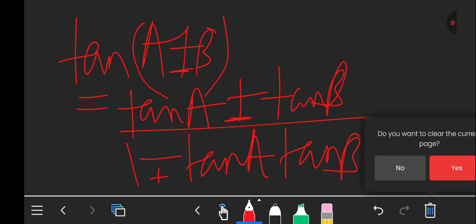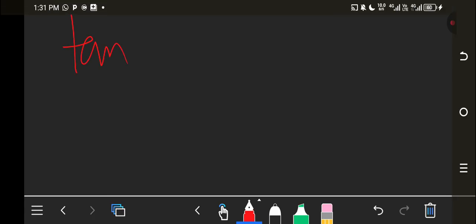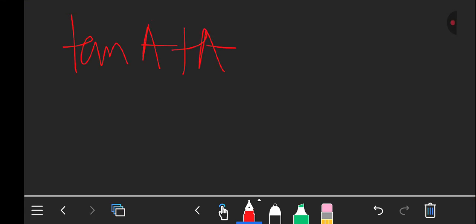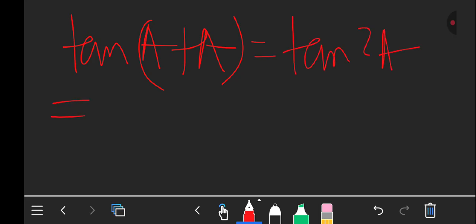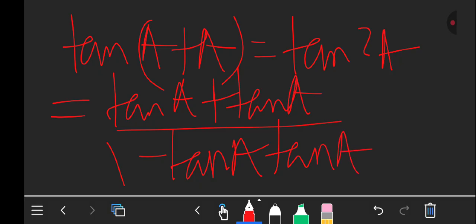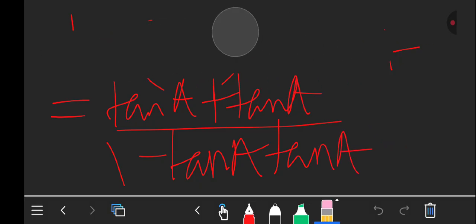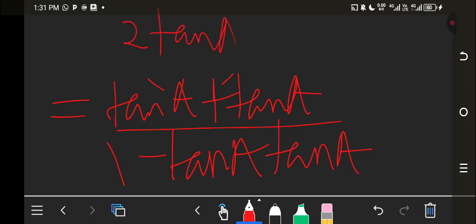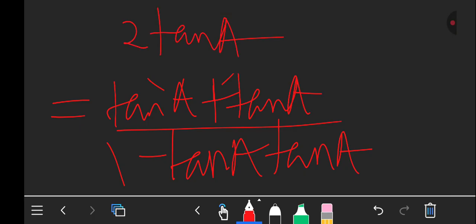Okay, now what if you have similar angles? Let's say you have tan(A + A). We know that tan(A + A) is simply tan 2A. Now what is the identity? So we're going to say tan A plus tan A, these angles are similar, over 1 minus tan A tan A. So what we have is that tan A plus tan A is simply 2 tan A. Then what is 1 minus tan A tan A?